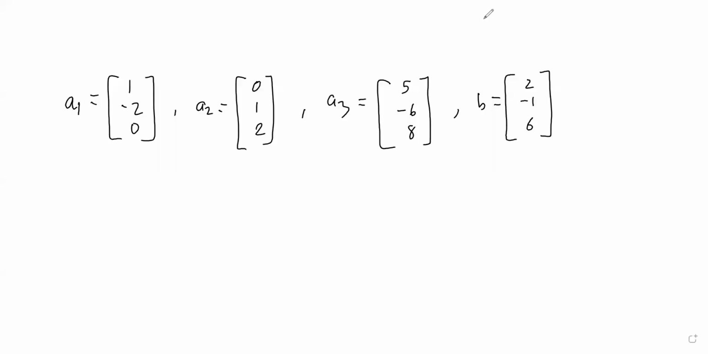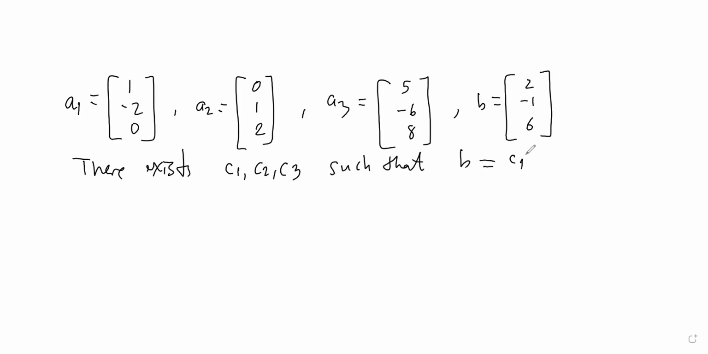So in this question, we're going to try to figure out whether B is a linear combination of A1, A2, A3. If B is a linear combination, then B has to be written like this. So we say there exist C1, C2, C3 such that B can be written as C1 A1 + C2 A2 + C3 A3.